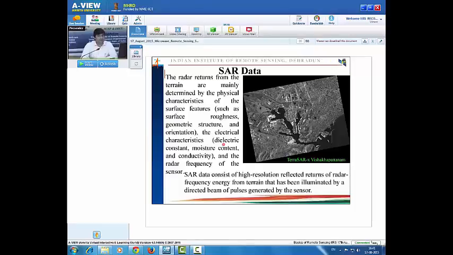So one can say that the backscatter is a property of surface roughness and dielectric constant, mainly the structural property and dielectric property. Backscatter property is changing due to the structural and the dielectric property of the object. And SAR data consists of high resolution reflected returns of radar frequency from terrain that has been illuminated by a directed beam of the pulses generated by the sensor. It means that the SAR sensor transmits the electromagnetic pulses, and those pulses after interaction with the earth objects return back to the sensor, and finally the image is generated.